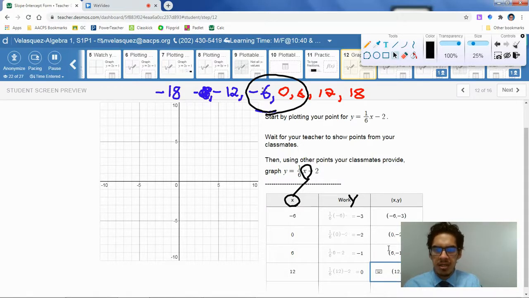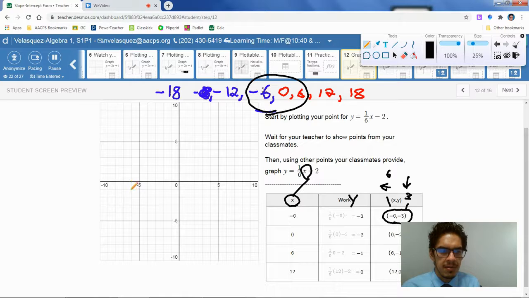Okay, so I'm going to plot all of these numbers where they belong. Now, if you want to make sure you plot your numbers correctly, or if you forgot, okay, so I have double negatives. So that tells me I'm going to go left 6, and then I'm going to go down 3, because these are both negative. So that's left 6, down 3. 1, 2, 3. So I got a point right there.